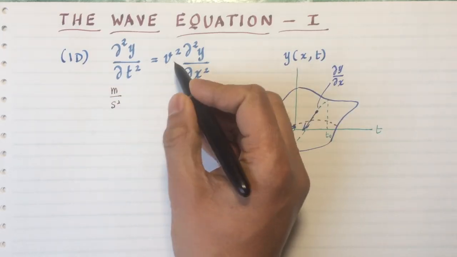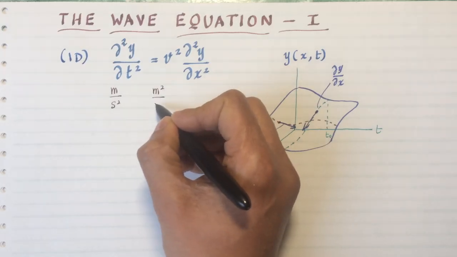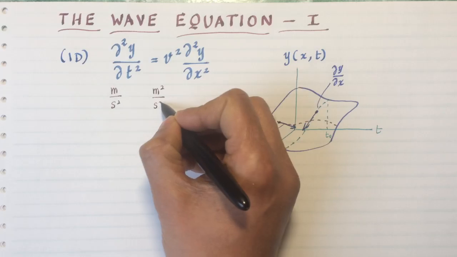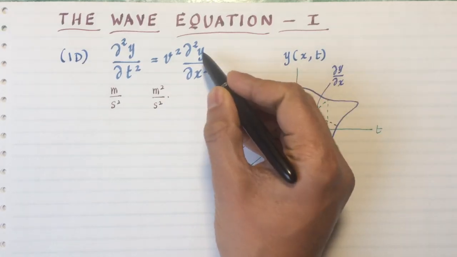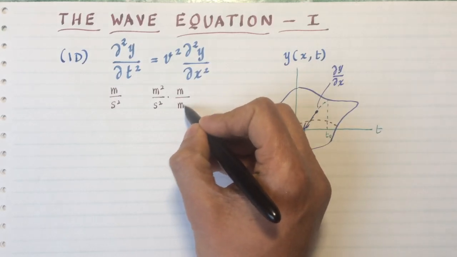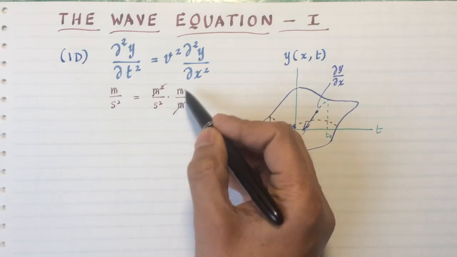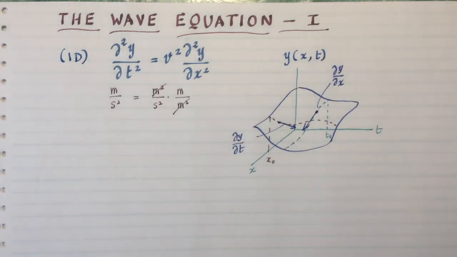And the units of speed are just meters per second. So if you do speed squared, you're going to get meters squared per second squared. And then here I have a y, which is meters per meter squared. So you see the meters squared cancel out, and I get meters per second squared equals meters per second squared. So that makes complete sense.